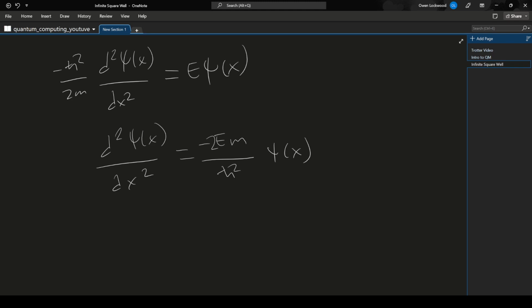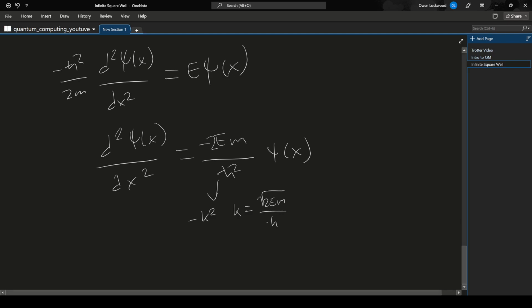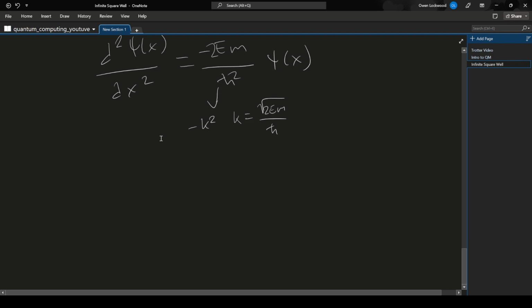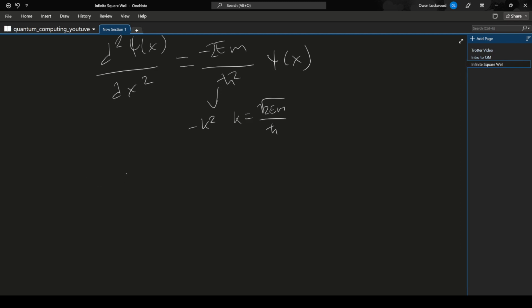What's commonly done is to substitute just a single symbol for this. We don't have to do that, but it's really common, just to reduce the amount we have to write. We say that this is equal to negative k squared, so k would then be the square root of 2mE over h bar. If we rewrite it in a simpler format, we have the second derivative equals negative k squared times the function.